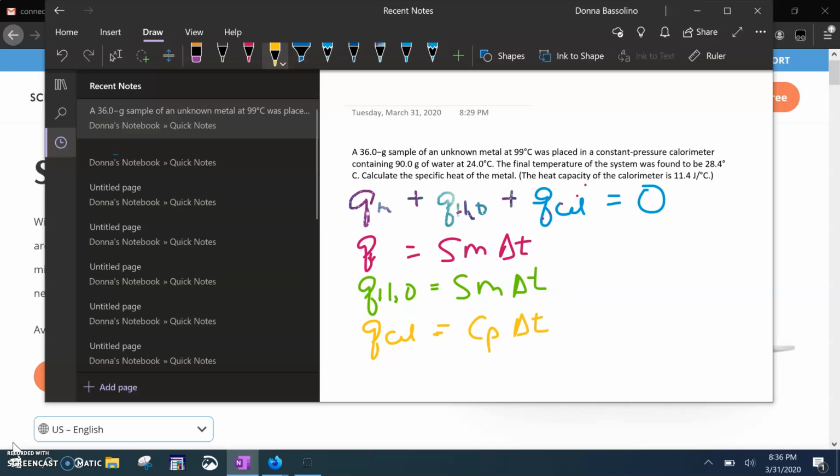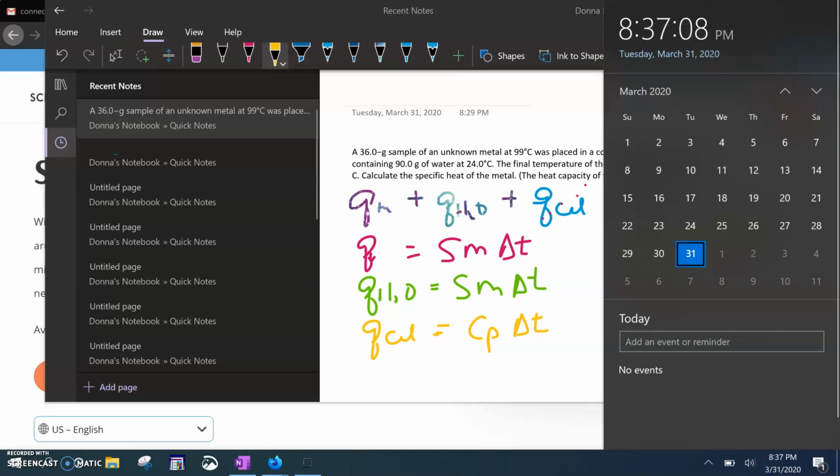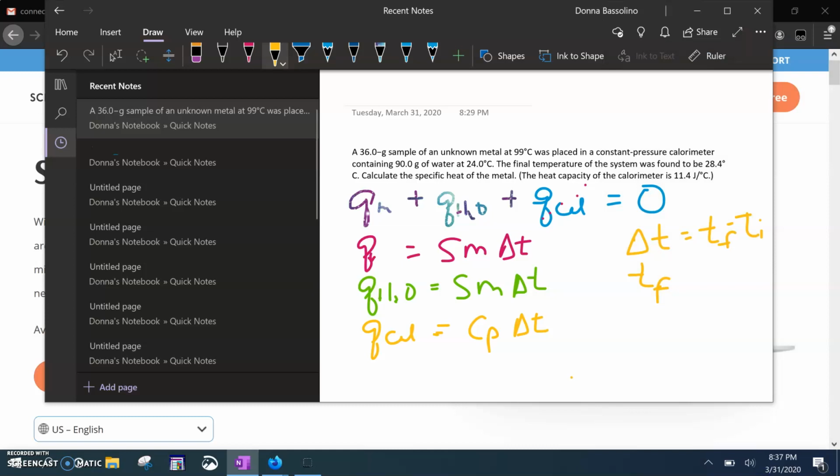In all cases, delta T is equal to T final minus T initial, right? And T final is always the same. Think of this as your cup of tea when you add milk to it. The temperature at the end is always the same. You don't have tea with 2 different parts at 2 different temperatures. So T final, it says here that the final temperature of the system is 28.4. So that's always your T final, and you're going to plug that in to all these equations as T final.